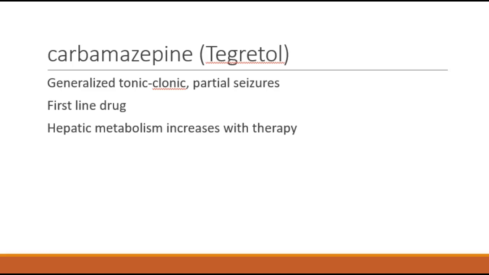All right, so we're going on to carbamazepine, which is Tegretol. It's used for generalized tonic-clonic seizures, a first-line drug. Of course, I'm not testing you on what kind of seizures, I'm just telling you this is a first-line drug. It's safer than phenytoin. Hepatic metabolism increases with this therapy, so it induces enzymes. It inhibits sodium channels and slows their propagation. With increased hepatic metabolism, you need to watch out for other drugs not being as effective because they're all metabolized faster with this one on board.